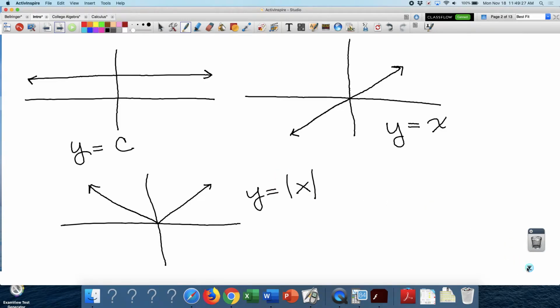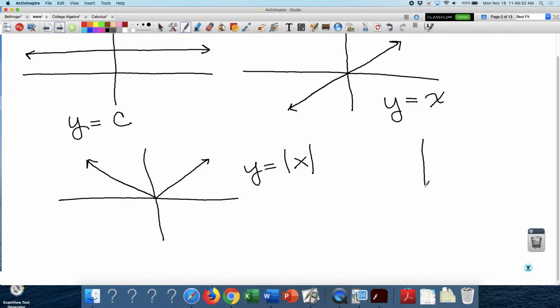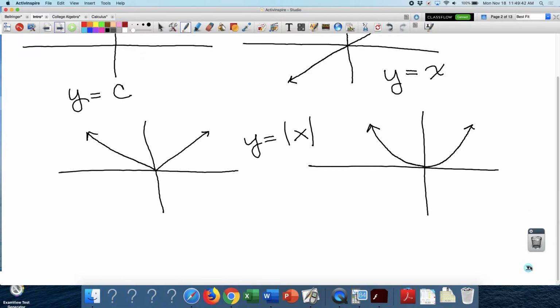All right. The next one is a quadratic. What's the general equation for this one? Y equals mx plus b. No, that's a line. This is not a line. Y equals x squared.